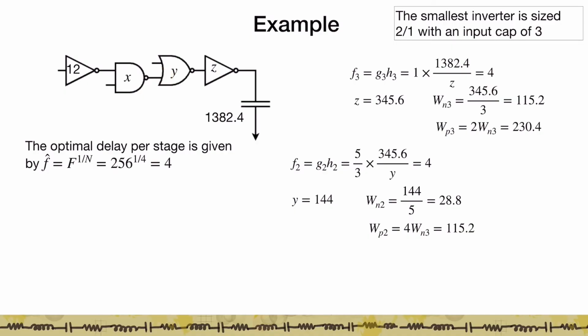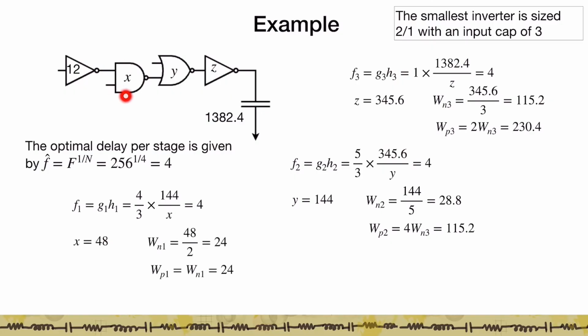Now that we know Y, we can go back and calculate X by again looking at the effort delay of the NAND 2 gate, which is given by G1 times H1.